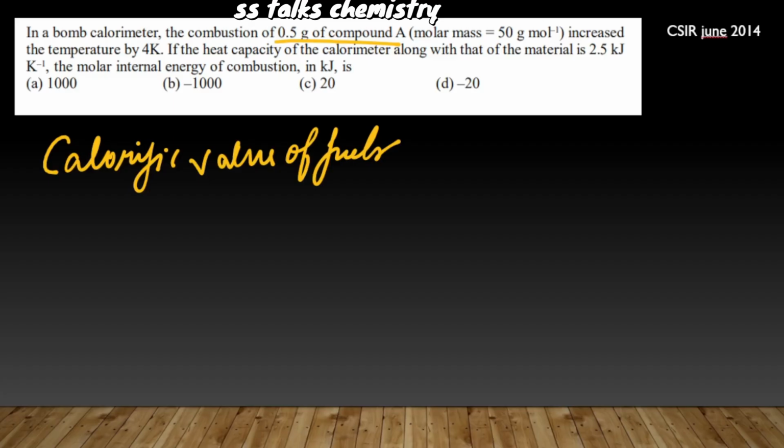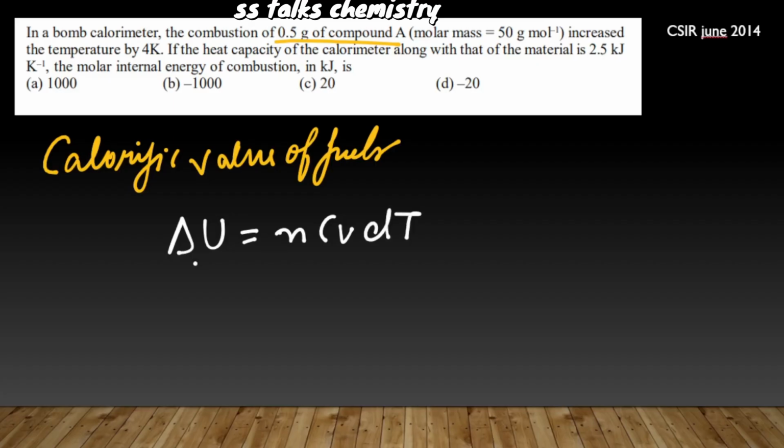So the change in temperature that is taking place is 4 Kelvin. If the heat capacity of the calorimeter along with that material is 2.5 kilojoules per Kelvin, what is the molar internal energy of combustion in kilojoules? So we know that internal energy, delta U, is nCV dT.